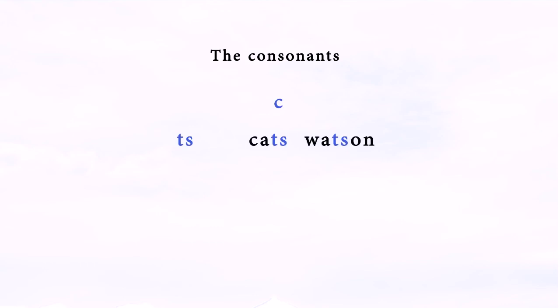The C initial is simply a TS sound you hear in the English words cats or Watson. In English, the TS always appears in the middle or at the end of words, whereas in Chinese, it appears at the beginning, like ci, times.